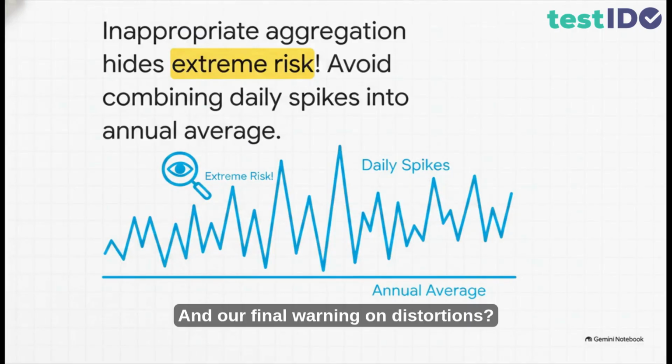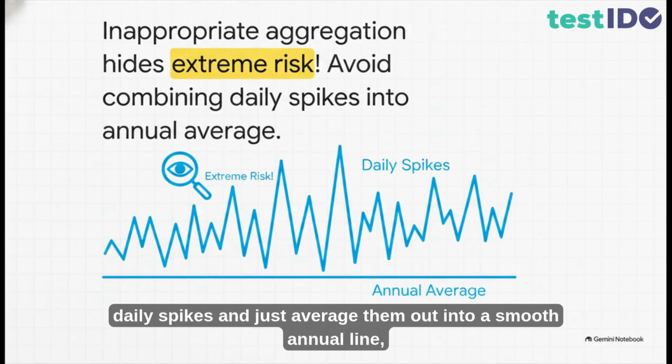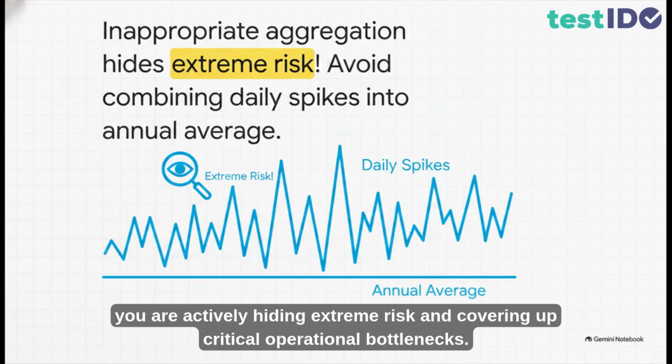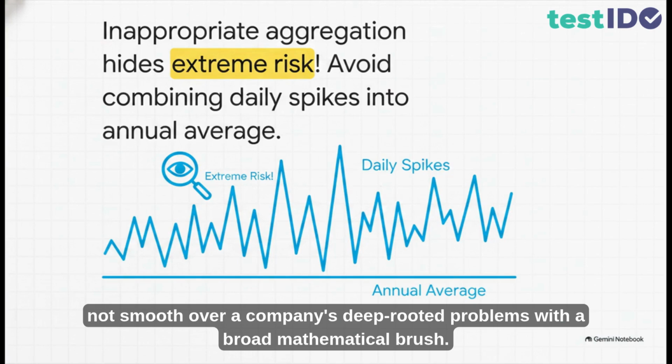And our final warning on distortions: inappropriate aggregation. Please watch out for this. If you take highly volatile daily spikes and just average them out into a smooth annual line, you are actively hiding extreme risk and covering up critical operational bottlenecks. Your job is to illuminate the truth, guys, not smooth over a company's deep-rooted problems with a broad mathematical brush.